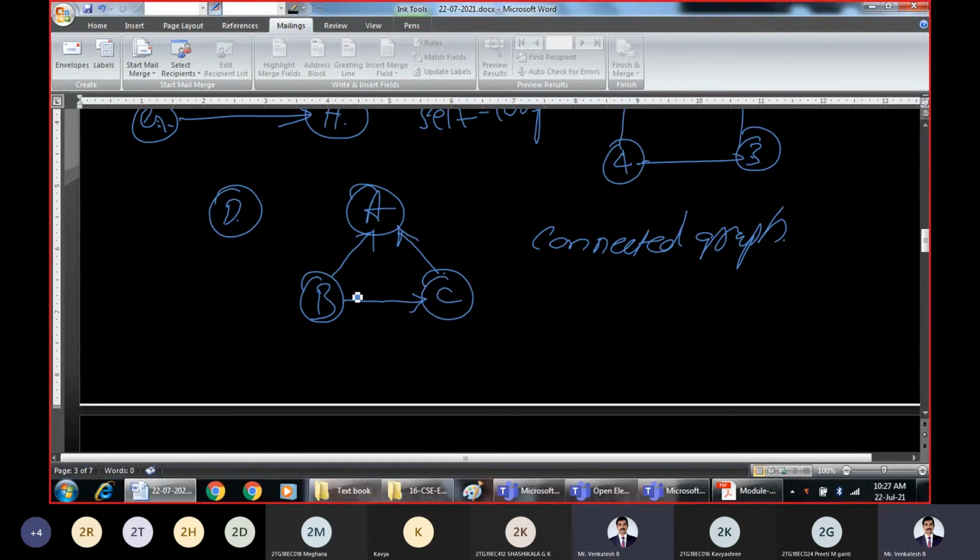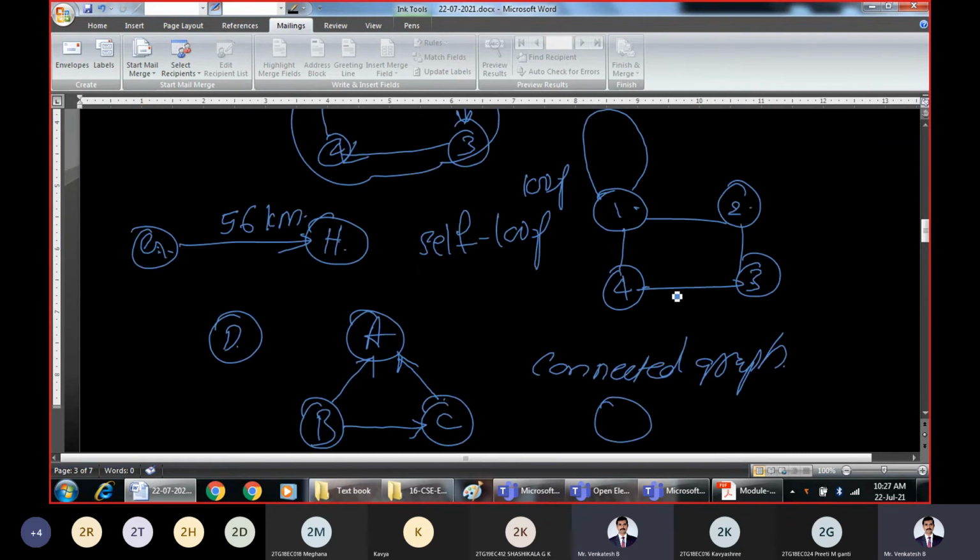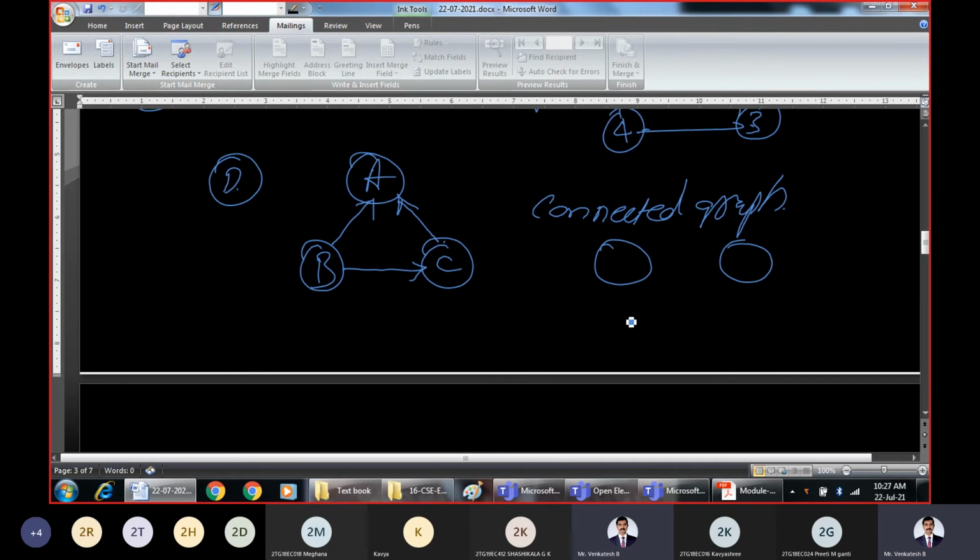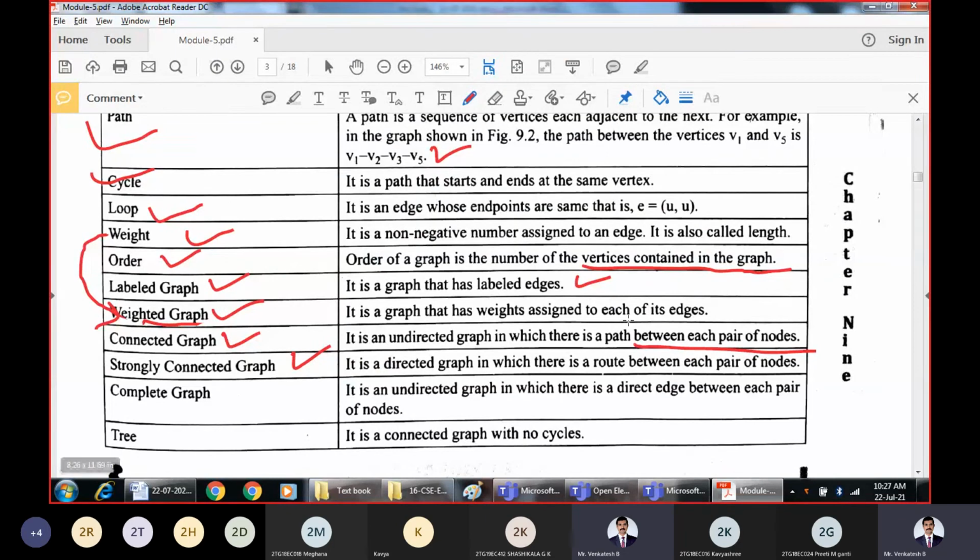Then here as we have considered only 3 nodes, I should consider more number of nodes for that. Okay, I can draw it here. 1, 2, 3, 4. Every node is connected with each and every other node. Yes, that's it. From 1 you can go to all the nodes. From 2 you can go to all the nodes. From 3 you can go to all the nodes. From 4 you can go to all the nodes. So that is called as strongly connected.